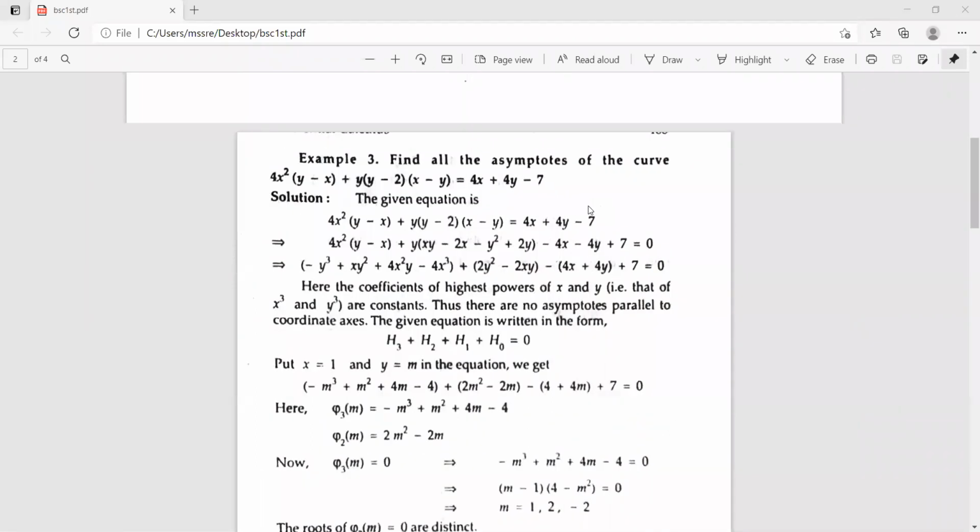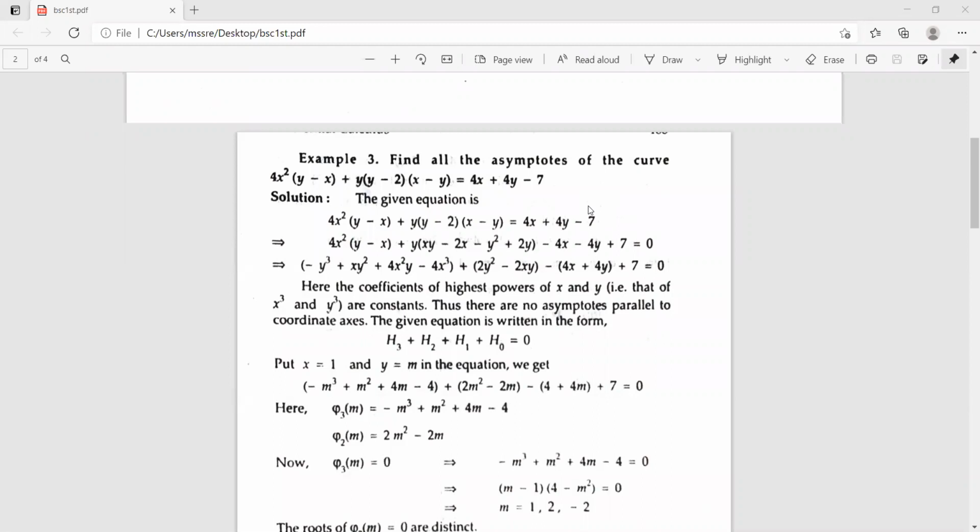Find all the asymptotes to the curve 4x square into y minus x plus y into y minus 2 into x minus y equals 4x plus 4y minus 7. Let us regroup this. The given equation is actually 4x square into y minus x plus y into y minus 2 into x minus y equals 4x plus 4y minus 7.